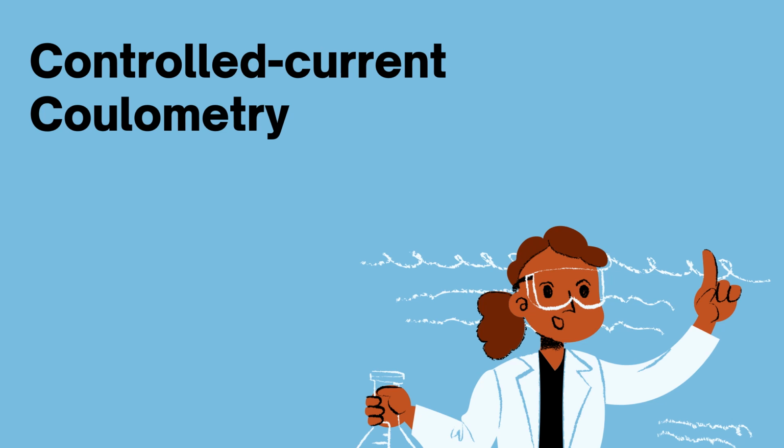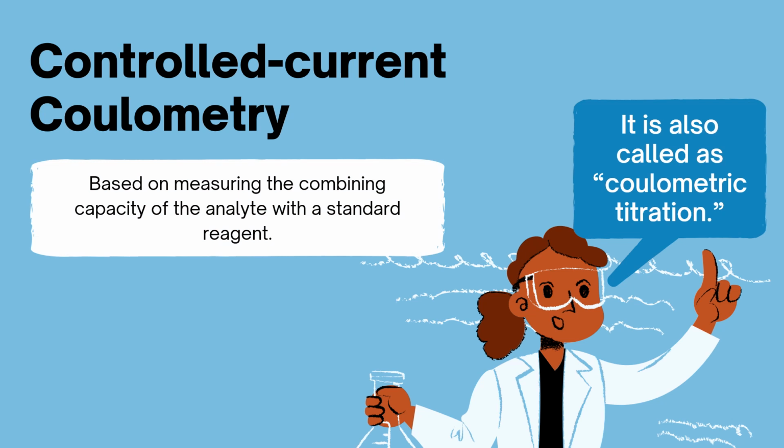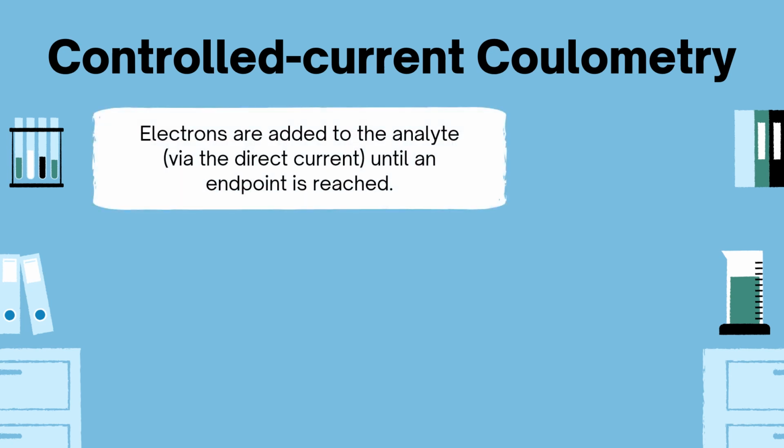A second approach to coulometry is called controlled current coulometry. This is also called coulometric titration as it is similar to other titrimetric methods. This analysis is based on measuring the combining capacity of the analyte with a standard reagent. In the coulometric procedure, the reagent consists of electrons and the standard solution is a constant current of known magnitude. Here, electrons are added to the analyte via the direct current or to some species that immediately react with the analyte until an endpoint is reached. At that point, the electrolysis is discontinued.